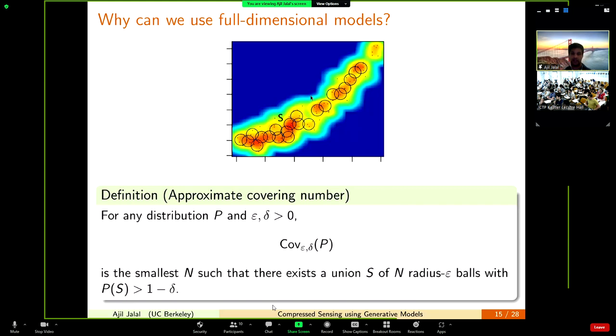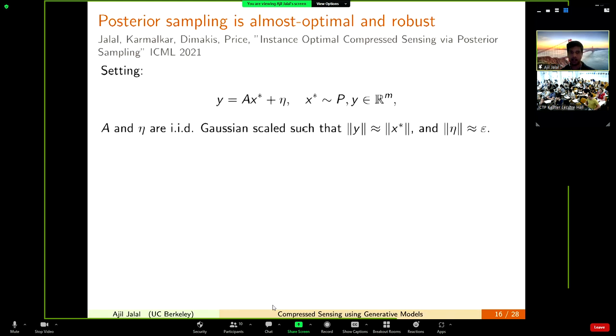Right. And we are arguing that this notion of approximate covering numbers exactly characterizes how many measurements you would need to do compressed sensing recovery using this probability distribution. And we have the following theorems, which work for IID Gaussian matrices A. In this setting, the variance of A is scaled such that the norm of your measurements is roughly the same as the norm of your ground truth X star. And the additive noise eta is scaled such that it has norm roughly epsilon.